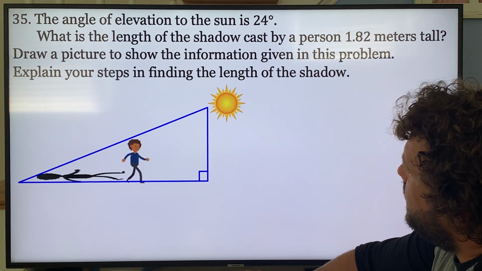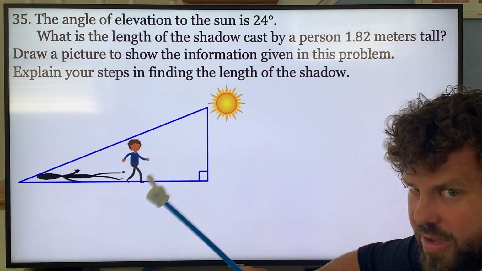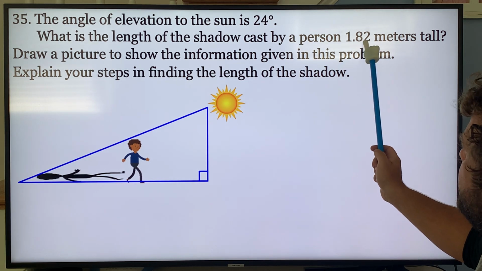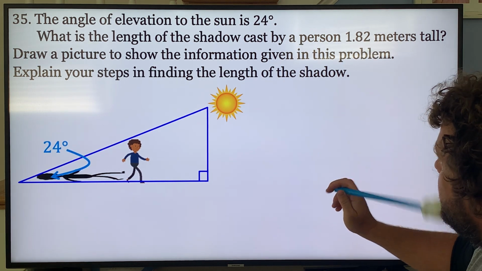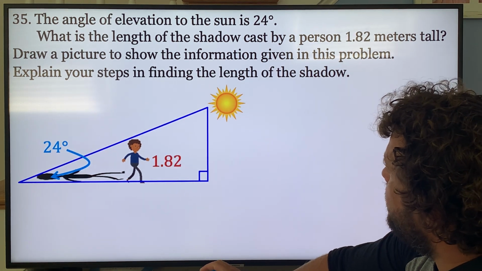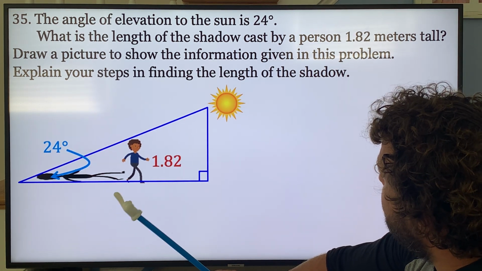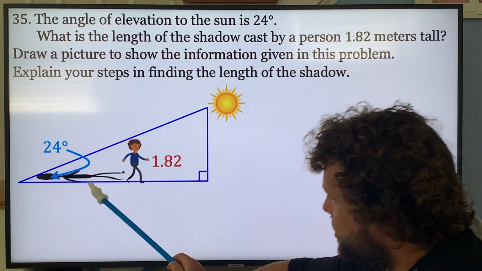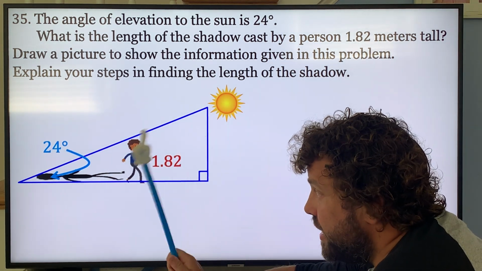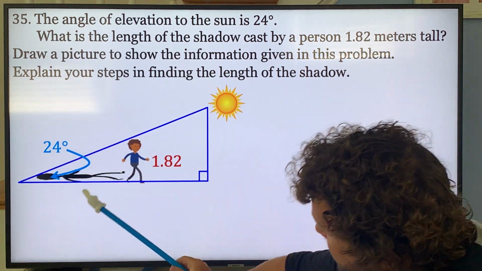All right, so I have my little triangle here. Now this is how I figure you did this. About 99% sure. What is the length of the shadow cast by him? He is 1.82 meters tall. The angle of elevation right there is 24 degrees. I want to know the shadow line. So what am I going to do? How do I find the shadow line?